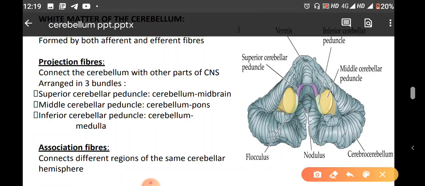So in the diagram you can see this is the cerebellar cortex, which is thrown into different folds. This is the superior cerebellar peduncle here.